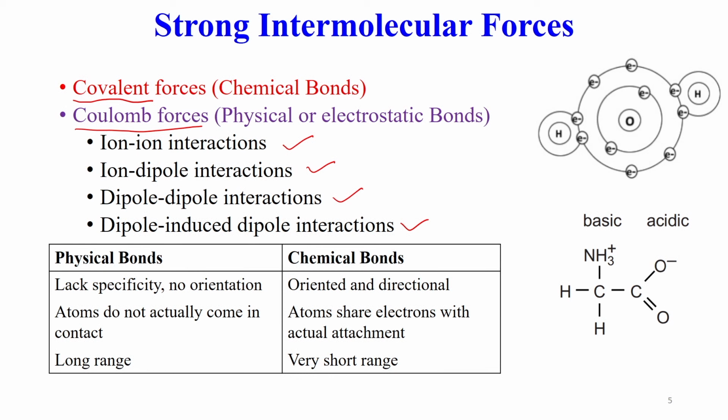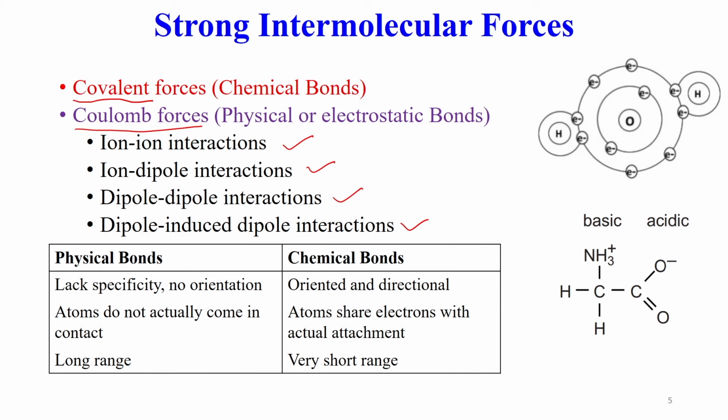There are two hydrogen atoms and one oxygen atom, and sharing of the electron between oxygen and hydrogen results in the formation of the covalent bond. This is one amino acid where we can see that due to the partial charge on the amine group and carboxylic group, there is a formation of a dipole. So, this is one example of dipole formation, and this is one example of the chemical or covalent bond.